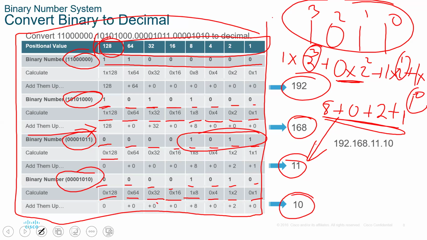In a nutshell, what I wouldn't want you to forget is 3 things. Number 1, when you are using this table for conversion, this position value is constant. All right? And this position value is just 8 bits.